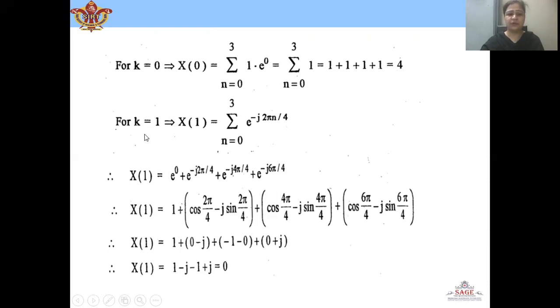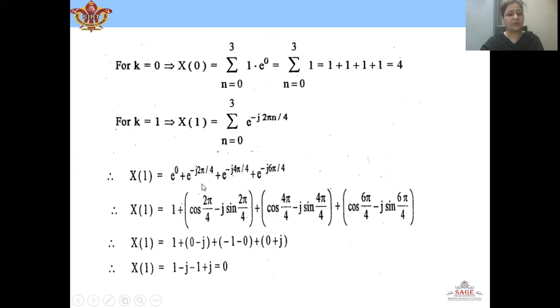Now next we will put k equal to 1, which will be X[1]. So in the formula, we will put k as 1. So we will get e to the power minus j 2 pi n upon 4. Now we will expand this summation by putting n equal to 0, 1, 2, and 3. If I put n as 0, I'll get e to the power 0. If I put n equal to 1, e to the power minus j 2 pi by 4, then I'll put n equal to 2 and n equal to 3 and add all the terms.